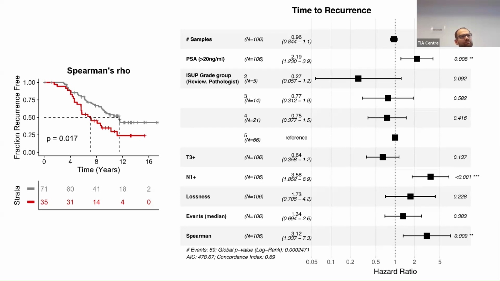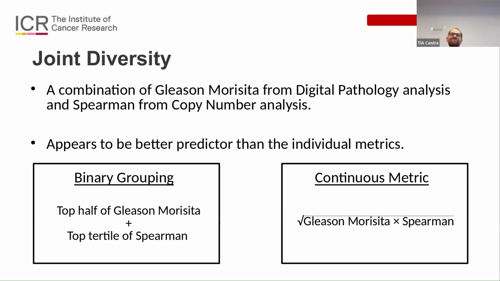And so that led to the question: well, this is individually, but what happens when we put this together? Are these things showing us the same thing? Are they showing us different things, like things from different angles? And so that was where we started to move next, this idea of joint diversity, combining this Gleason morphology from the digital pathology with Spearman correlation from the copy number analysis.